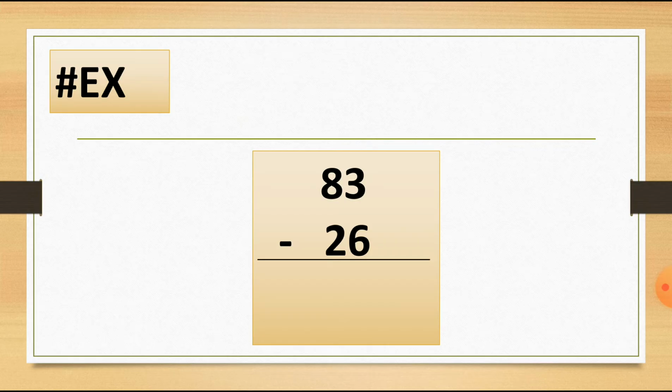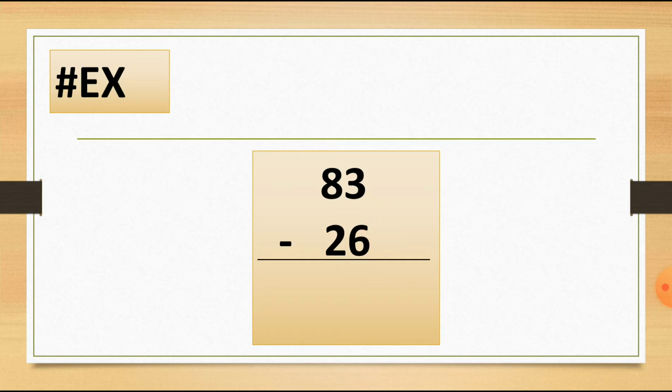Let's see one more example. So you will understand this. You will be able to do this sum by yourself. Here is the 3 number and here is the 6 number. You can see this is the smaller number and this is the larger number than this. So we can't subtract this 6 number from this 3. So we have to regroup this sum.